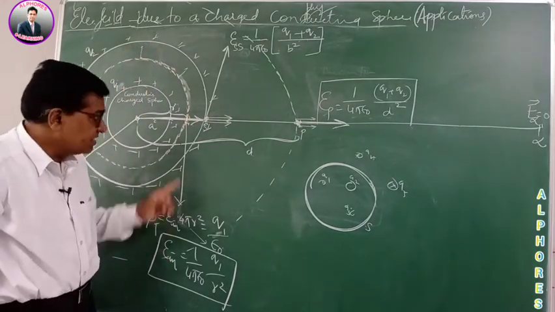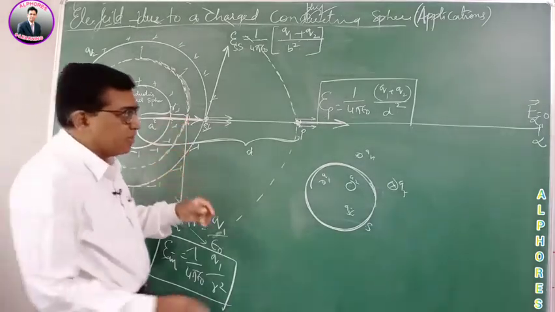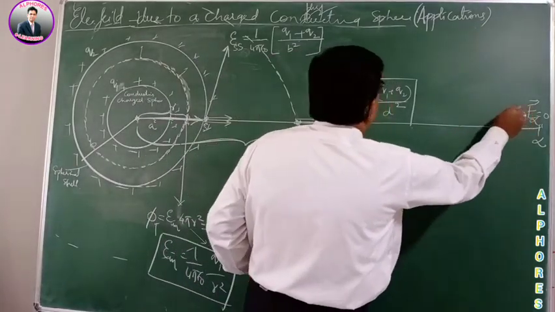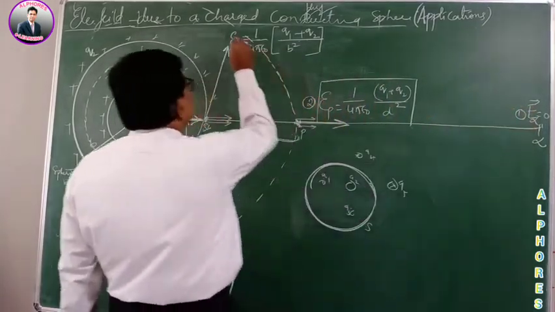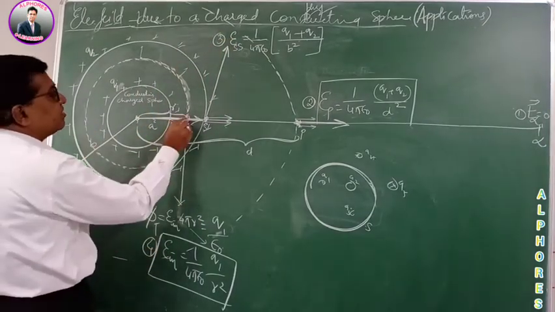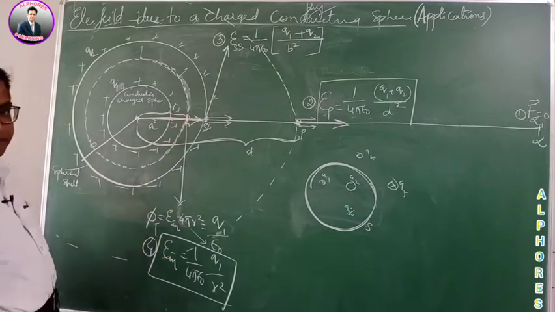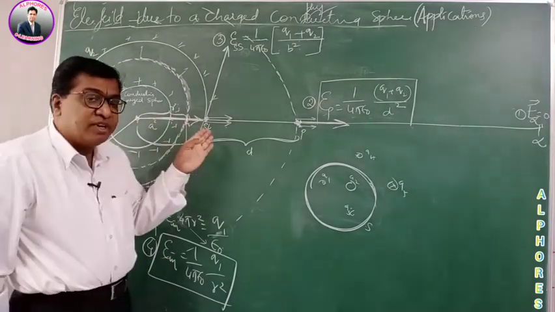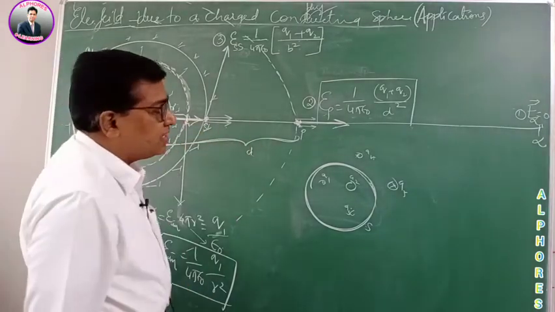So the electric field at the inside point here is at the fourth point. This is the first point, this is the second point, this is the third point, and this is the fourth point. So in the diagram, this is the fourth point. You can even find this by considering the individual contributions also.